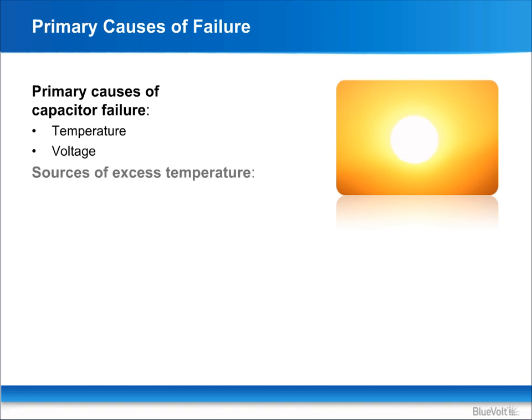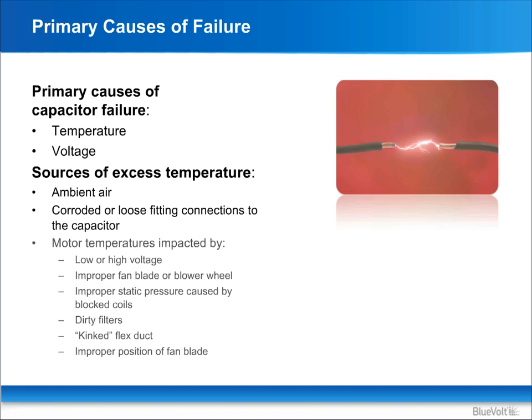Sources of excess temperature can be ambient air, corroded or loose-fitting connections to the capacitor, or motor temperatures impacted by low or high voltage, improper fan blade or blower wheel, improper static pressure caused by blocked coils, dirty filters, kinked flex duct, improper position of fan blade or blower housing, and numerous other factors.